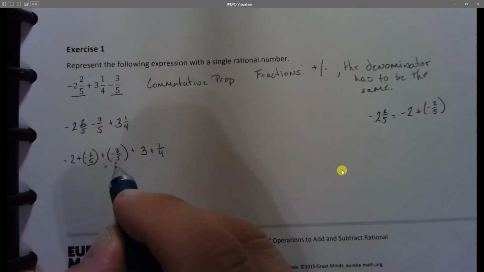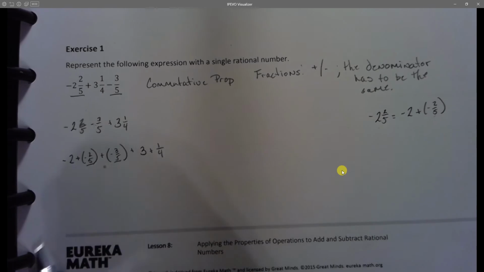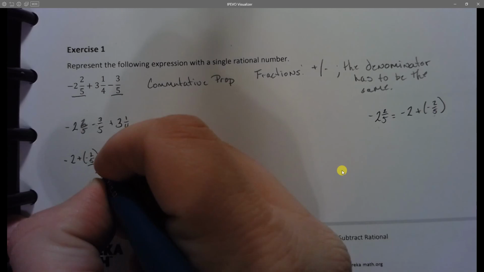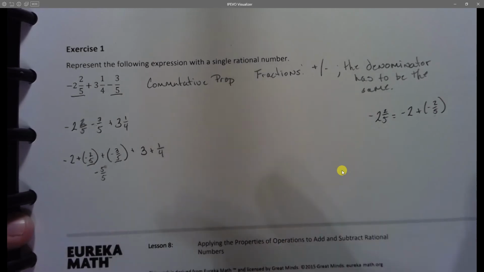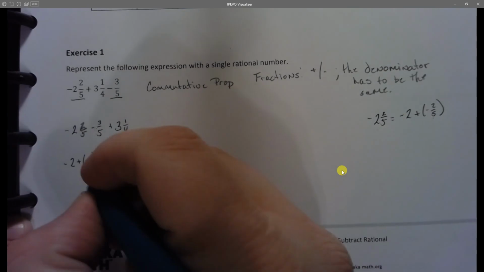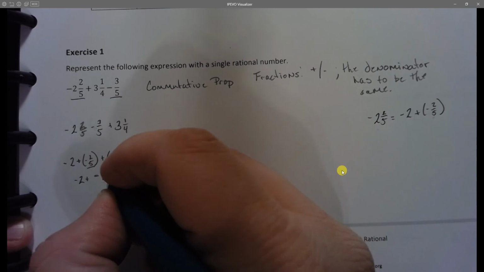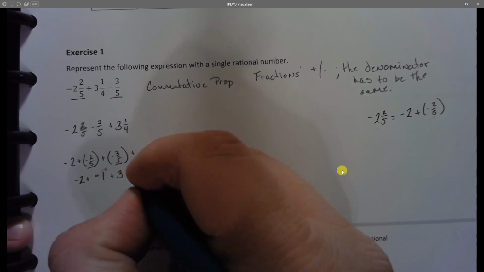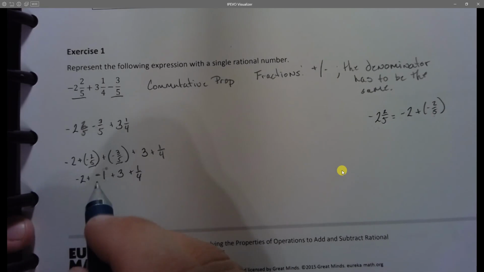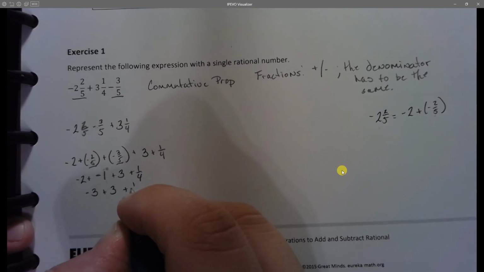Well, a negative 2/5 and a negative 3/5. Okay, if I added those together, it would be a negative 5/5, which is the same as saying a negative 1. So instead of writing a negative 5/5, I can write a negative 1. So now I got a negative 2 plus a negative 1 plus 3 plus 1/4. Okay. Well, now a negative 2 plus a negative 1 is a negative 3 plus 3 plus 1/4.